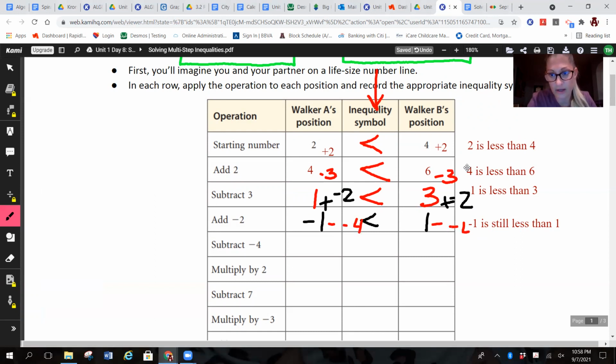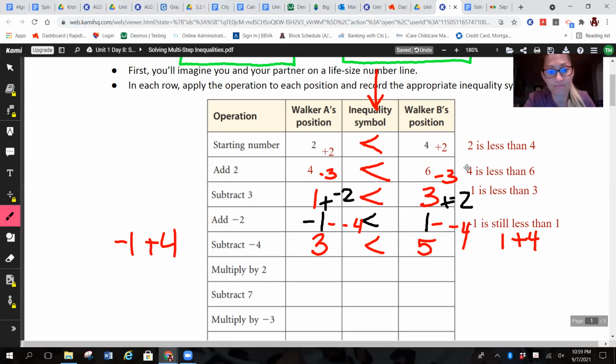Subtract a negative 4. Well, you guys know that a subtraction next to a negative is a negative negative. A negative negative changes to a positive. So that's really negative 1 plus 4 and a positive 1 plus 4. So now we have 5 and now we have 3. 3 is less than 5.